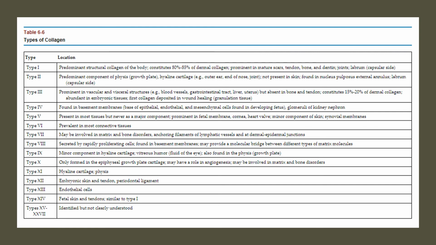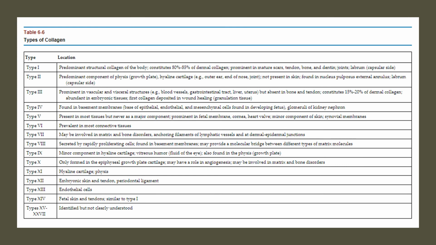Type 4, we're going to talk about type 4 because that's found in all the basement membranes, and we're going to talk about the integral structure of why the basement membranes are so important in maintaining homeostasis. And this type 4 collagen is also found in the glomeruli of the kidney nephron, which we're going to talk about in the renal section. And then type 10. Type 10 is interesting because it's only formed in the epiphyseal growth plate cartilage, and it may have a role in angiogenesis.